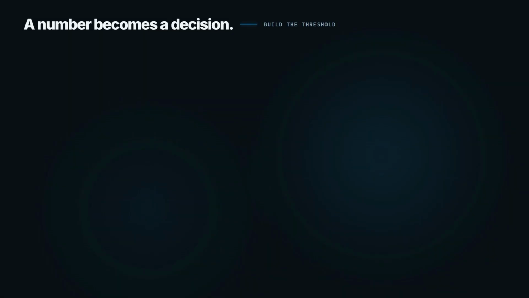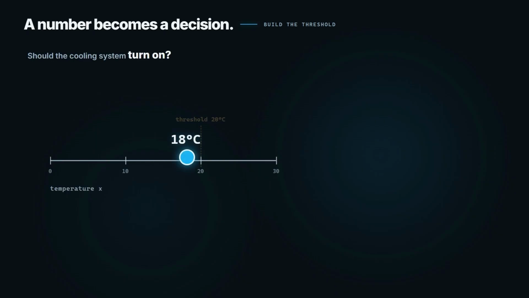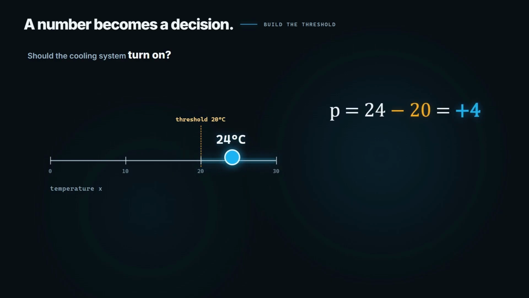Before we write this neuron in Python, let's make the equation visible. Imagine a cooling system with one input, temperature. If the day is 24 degrees, subtract a threshold of 20. The potential is 4, so the answer is yes. At 18 degrees, the potential is minus 2, so the answer is no. That subtraction is already a neuron calculation.